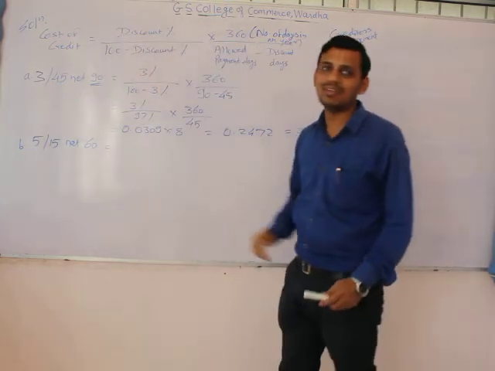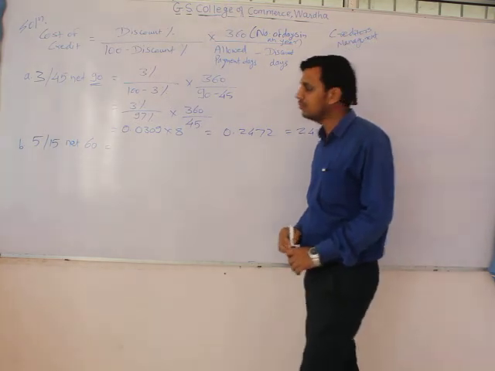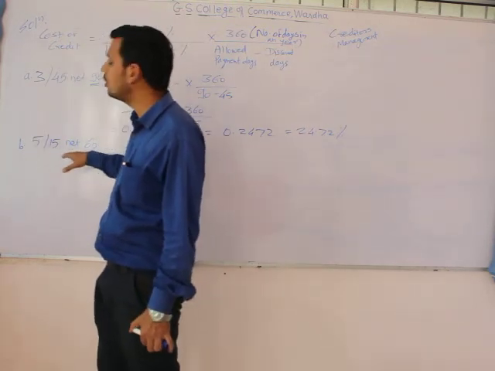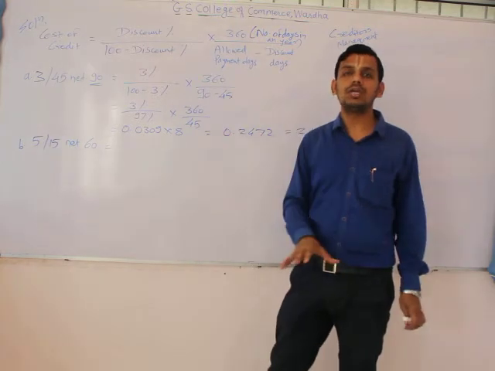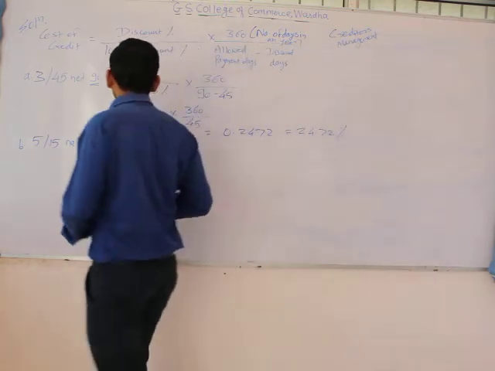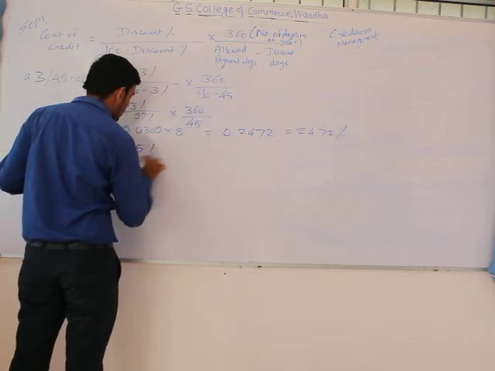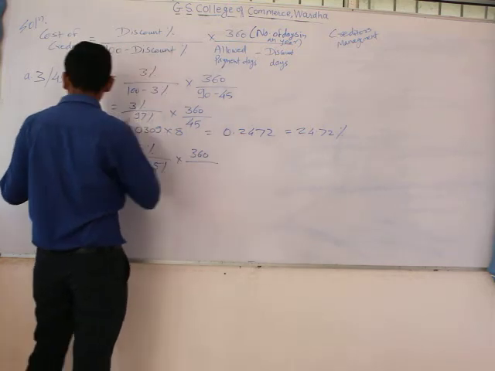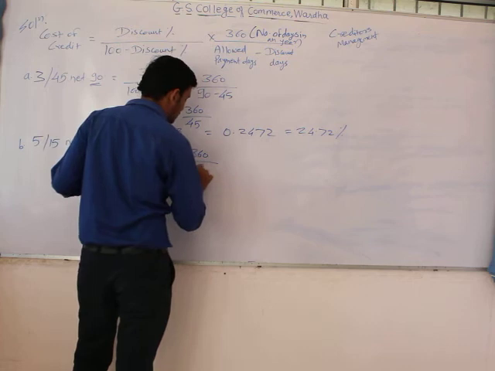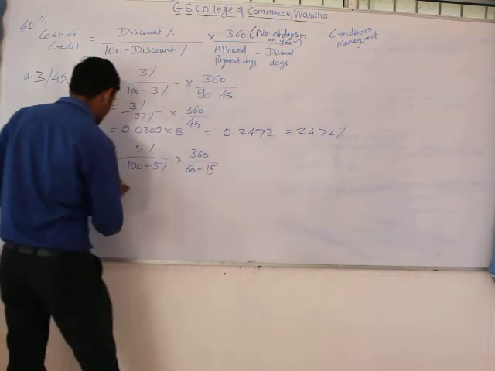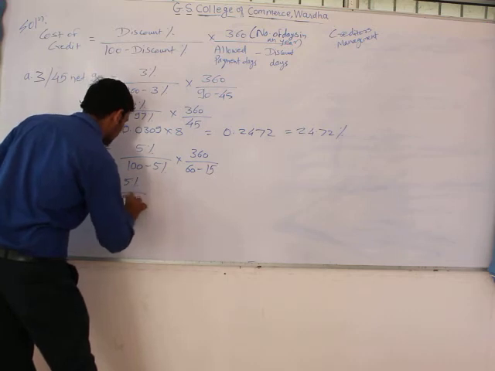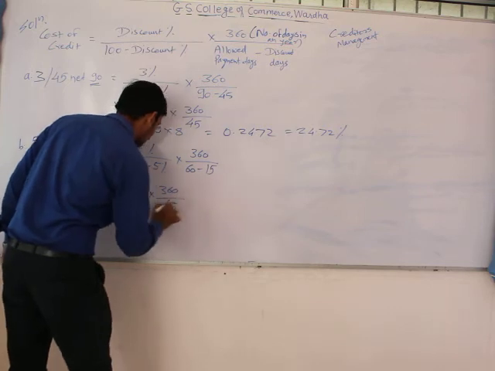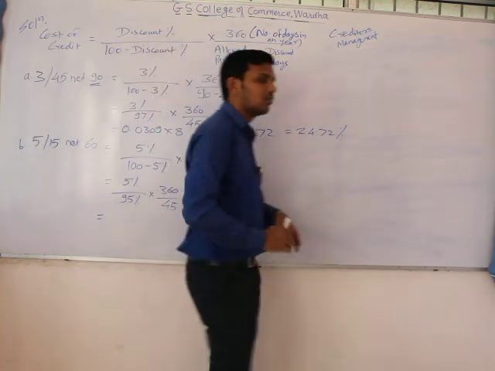Similarly, we will go for the second proposal, that is 5/15 net 60. In it, the company says if we make payment in 15 days, we would enjoy a 5% discount. Otherwise, we have to make payment in full within 60 days. So 5 is the discount percent divided by 100 minus 5%, into 360 divided by allowed payment days 60 minus discount days 15. Now we simplify it: 5% divided by 95% into 360 divided by 45.